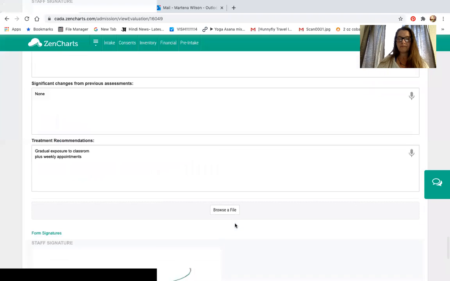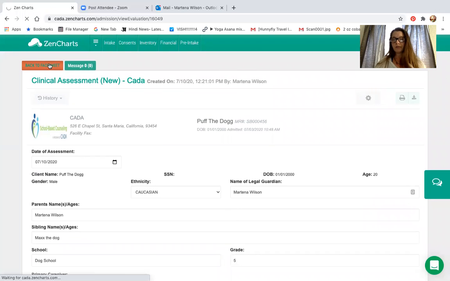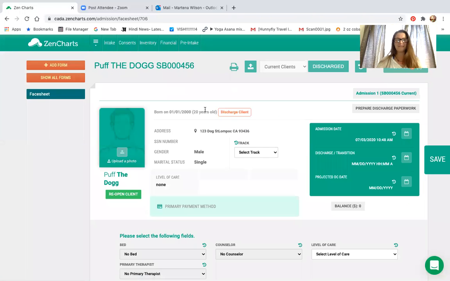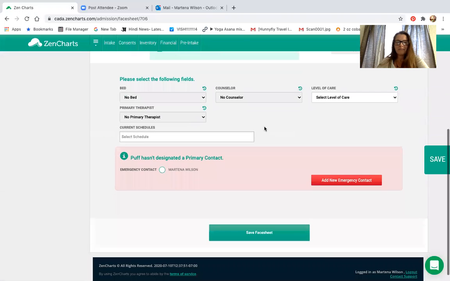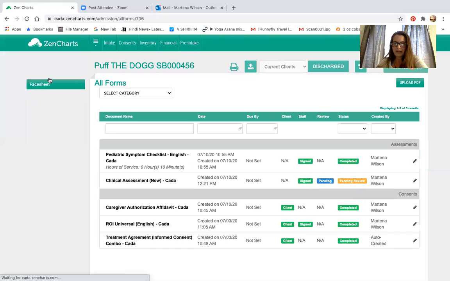Now, let's return to the face sheet to confirm. My battery's about to die, so I'm rushing a little bit. Let's go to show all forms and confirm. What do we have here? Clinical assessment pending review. That's totally fine. One of us is going to review that you completed it, and I will give it a little check. But basically, you're done. When it's done, it'll say completed. All right, so we're done with that one.